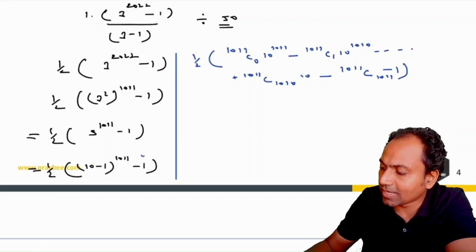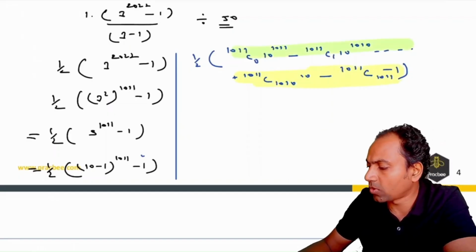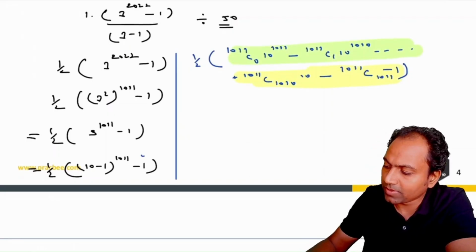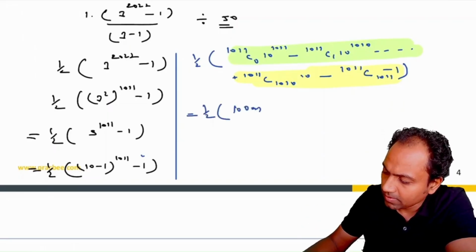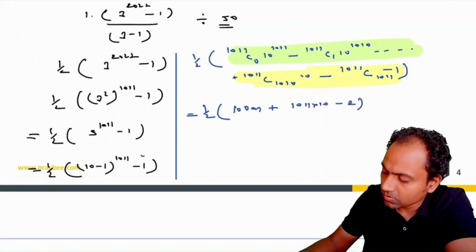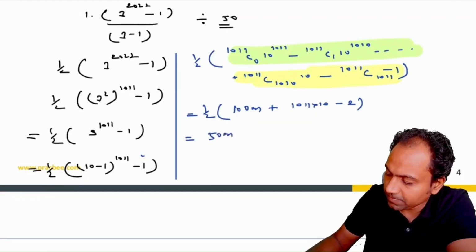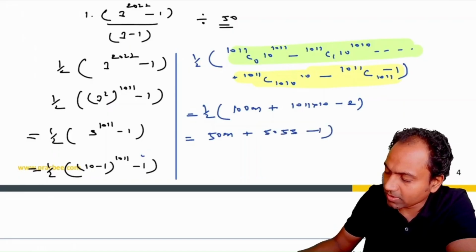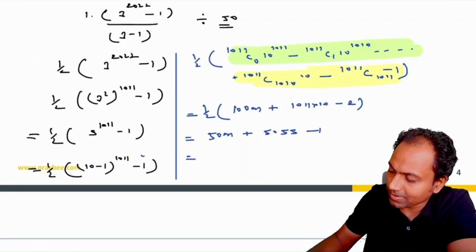So if I do this, these last two terms are very important. Why are these two very important? Because the rest of the terms, if you look into this, will always have a factor of 10 square. So if I divide by 2, it will become 50m. And then if I simplify this, this becomes 1011 into 10 minus 2. Now if I bring this 1 by 2 inside, in the first part it becomes 50m. In the second part it becomes 5055, and this becomes 1. So if I simplify this, what I am getting is nothing but 50m.